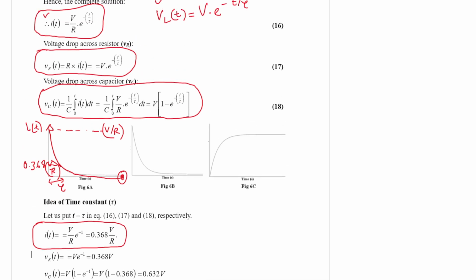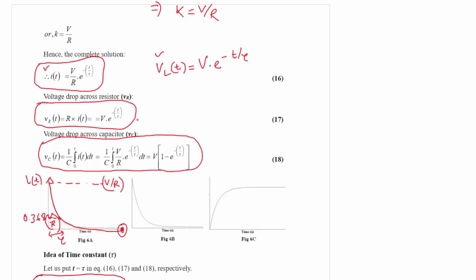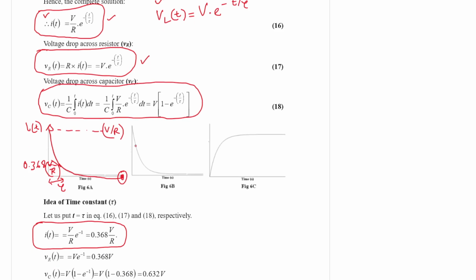Now if you follow the VRT, it is exactly the same nature you will follow. Okay, so it will follow the same thing, VRT. Initially it starts with some value, the initial value of voltage V, ends with 0, and at some intermediate point at tau, it will be 0.368 V.